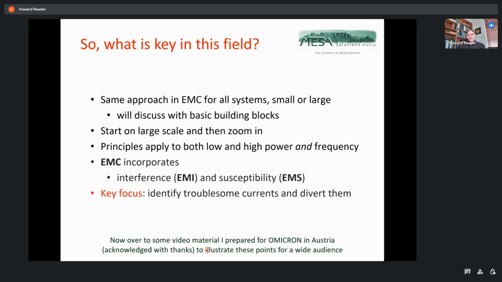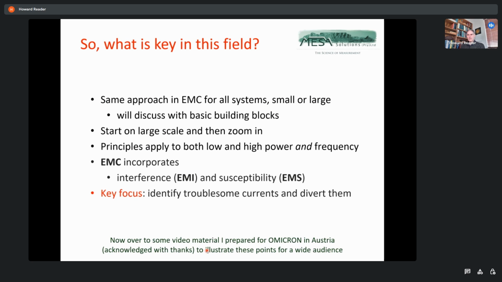Electromagnetic compatibility, EMC, incorporates both the interference part, that stuff which you produce that comes out, and then the susceptibility part, EMS, which is where anybody else producing a legitimate amount of energy comes into your system, stops it working, and you become vulnerable. You're then susceptible. And EMC has both those two parts. The key focus here is to identify troublesome currents and divert them.